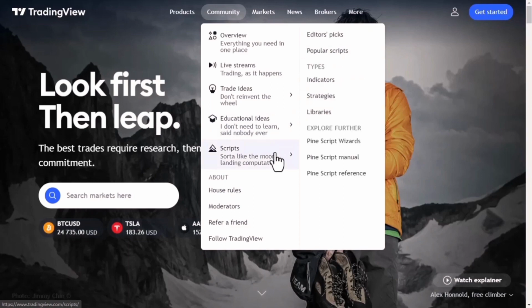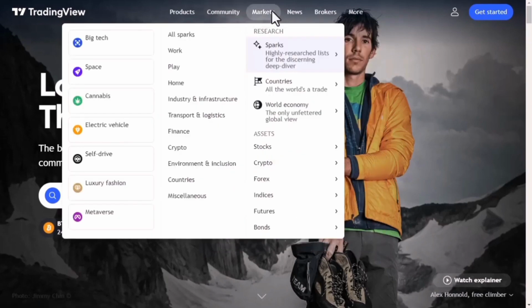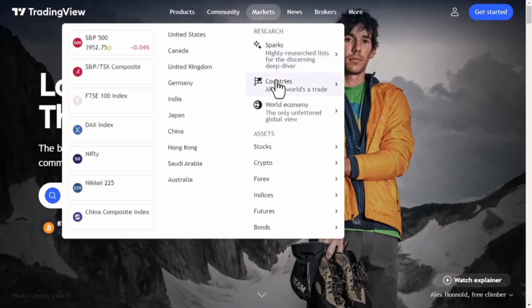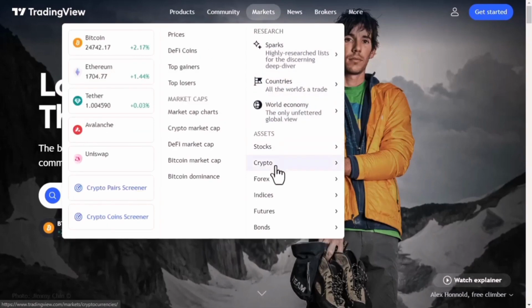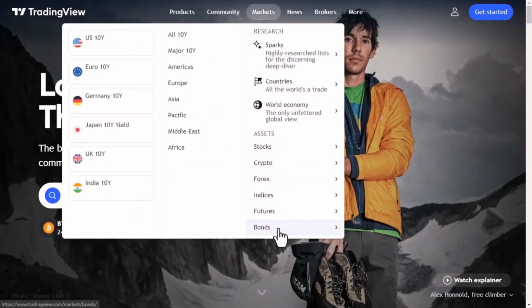The next part is the scripts, which you can just go and find out for yourself what they are all about. Next, markets. You can see the markets divided by stocks, crypto, forex, indices, futures, and bonds.